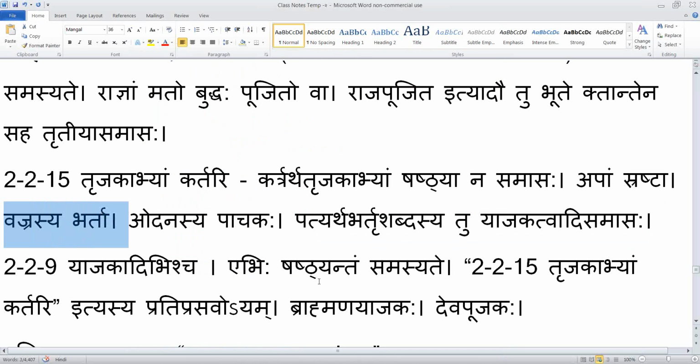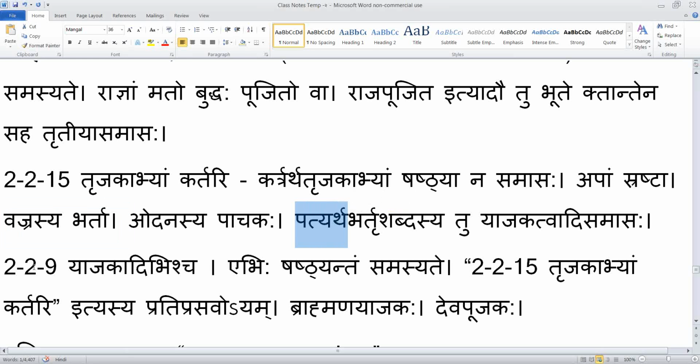But we do want to have a compounding when he says patyartha bhartrushabdasya samasa ishyate. So there should be a samasa when bhartru means a lord or master, not just somebody who bears that, but who is the swami of that. So he says bhubharta, one who supports the earth, one who is the lord of the earth. So that will be allowed to compound. So this is the complication. These are how the exceptions and counter exceptions work.